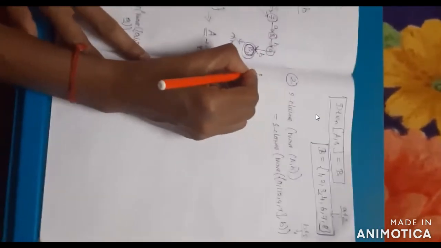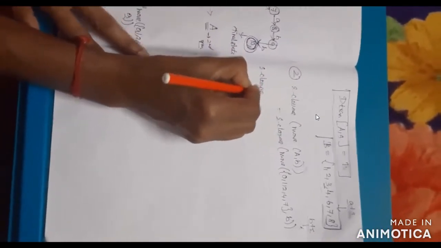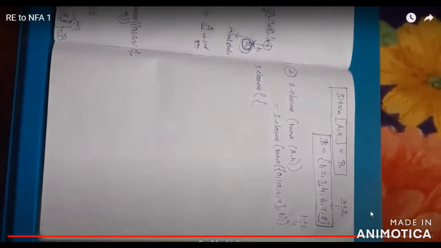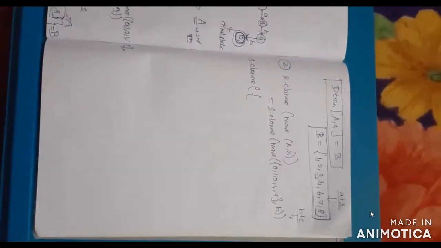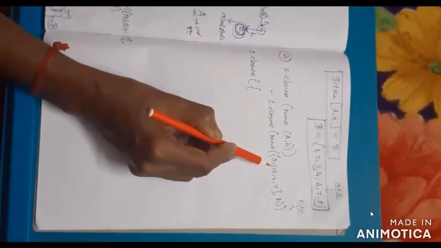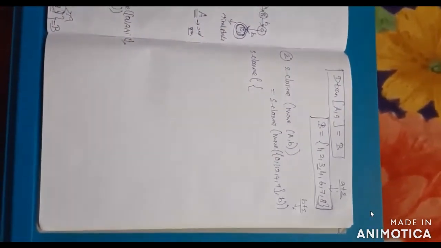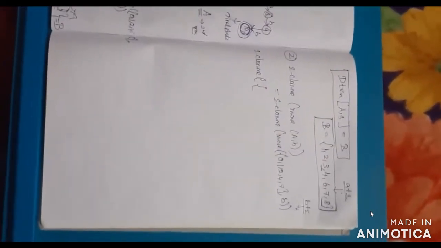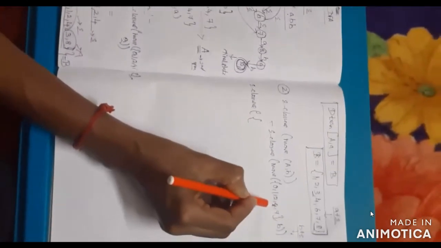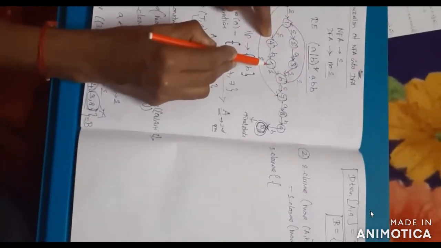So here check the enclosure of 0, 1, 2, 4, 7. 0 to 1 is empty, no need to add. Check for 1: 1 to 2, 1 to 4, no need to add. 2 can move to the next state 3, but the input symbol is A, so no need to add. Next, you can go for the input symbol, state 4. 4 can move to the next state 5.